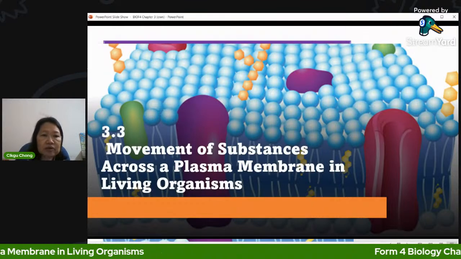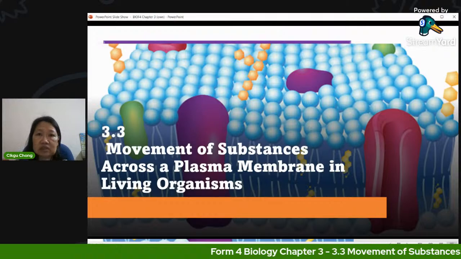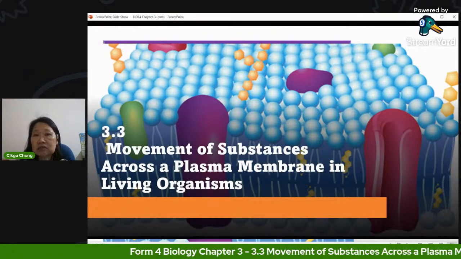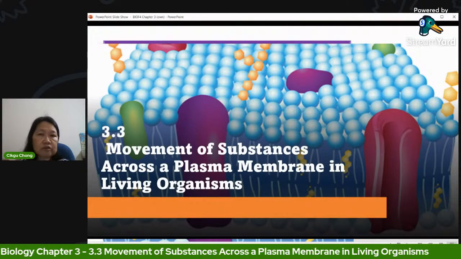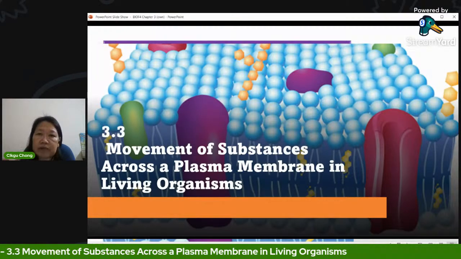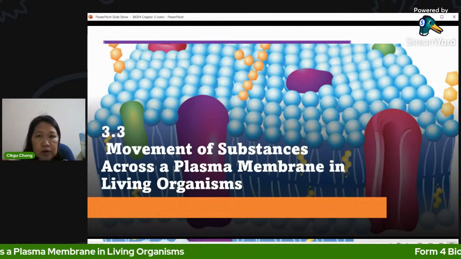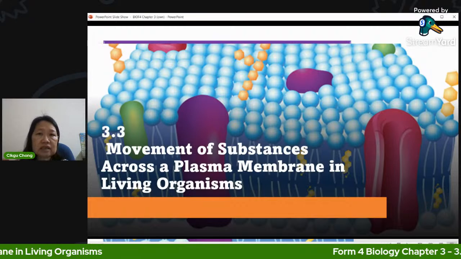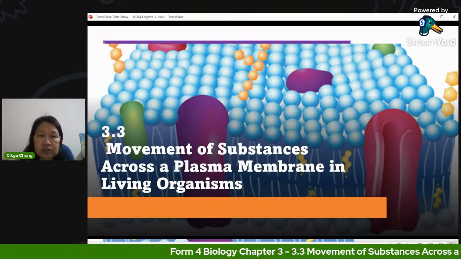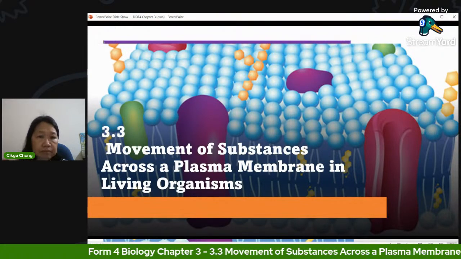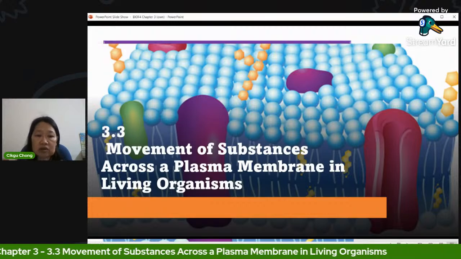So today I'm going to do movement of substances across the plasma membrane in living organisms. This is a continuation of chapter 3, where we learn about the different types of methods of transport. We have active transport, and then we have passive transport, which comprises osmosis, simple diffusion, and also facilitated diffusion. Today we're going to look at some examples of these types of transport in living organisms.